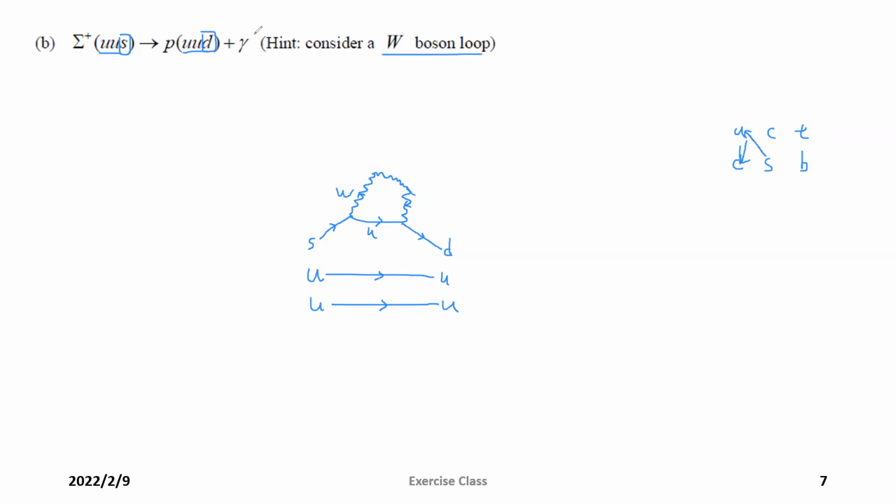And we also have the photons. Similar to the previous question, we can connect it to the W boson. In principle, you can also connect it to the quarks, but most people would connect it to the W boson. So this is the diagram for the second process.